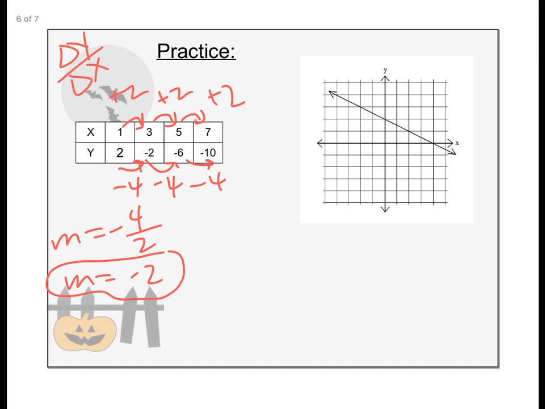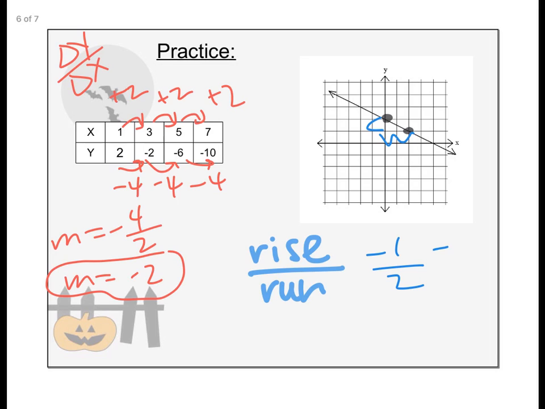Now right here I need to pick some points again. That point falls nicely there, and so does this point. So I'm going to think about, I'm doing rise over run. And rise actually means that I go up or down first. So in this case my line's going down. So I have to go down 1, and I have to run right 2. So my slope is negative 1/2.